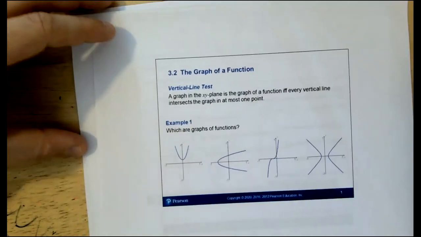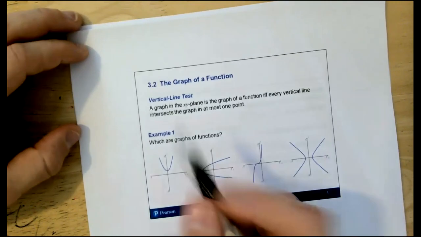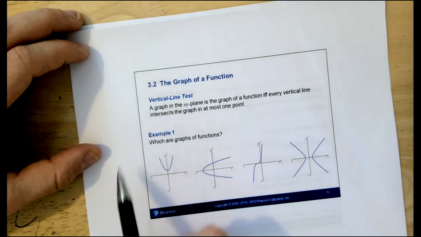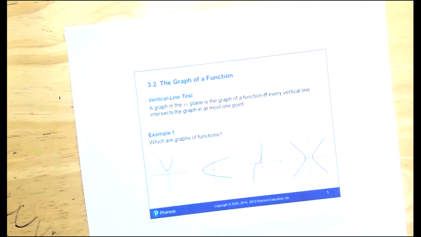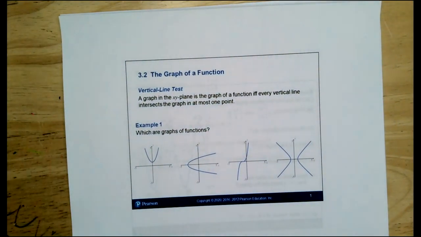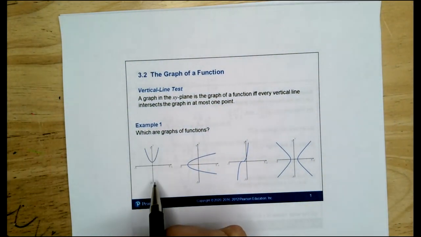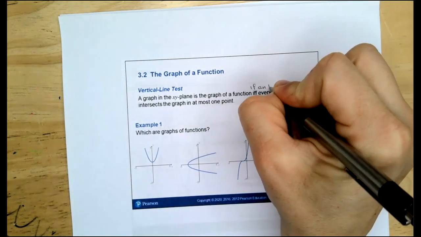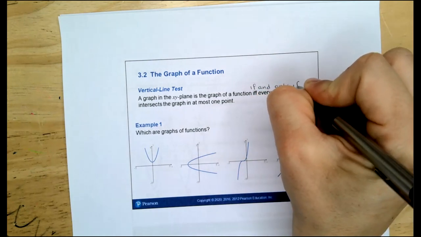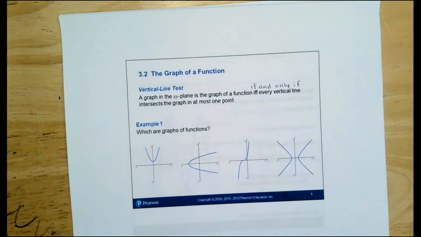Okay, so a vertical line test is a way to determine whether or not the graph you are looking at is the graph of a function. A graph in the xy plane, which is just the coordinate plane, is the graph of a function if and only if every vertical line intersects the graph in at most one point. It intersects once, not twice, okay?